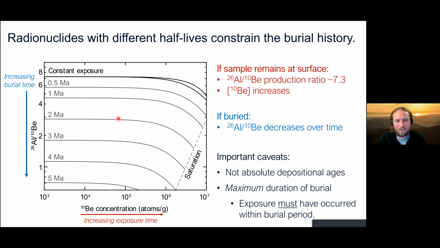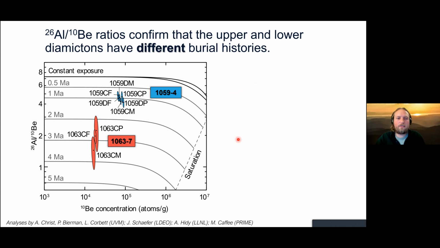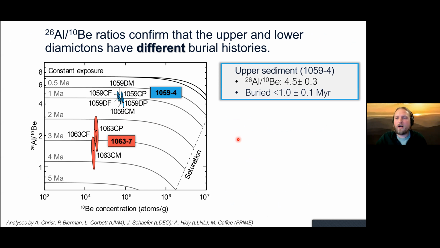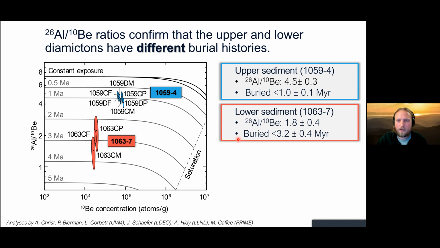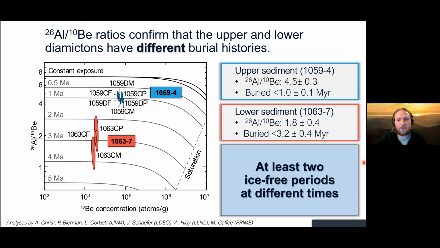So what does the data from Camp Century look like? Well, we have multiple grain sizes in these two different samples from the upper and lower diamicton that have very different burial histories. The upper sediment has an aluminum-beryllium ratio of about 4.5 that corresponds to total burial no longer than 1.0 plus or minus 0.1 million years. The lower sediment has a much lower aluminum-beryllium ratio of 1.8, which means it has been buried much longer, but no longer than 3.2 plus or minus 0.4 million years. So we have evidence for at least two ice-free periods at different times in the sediment.